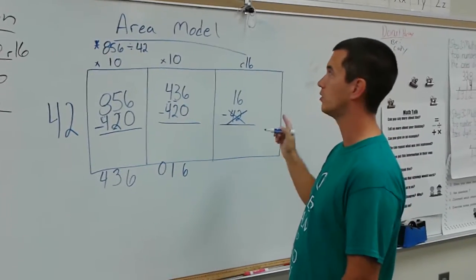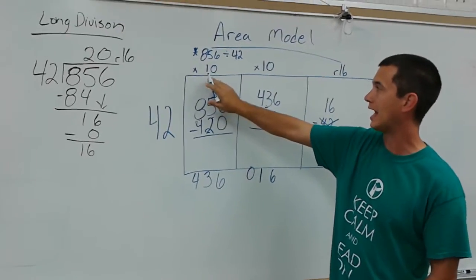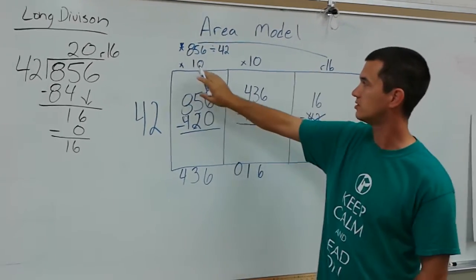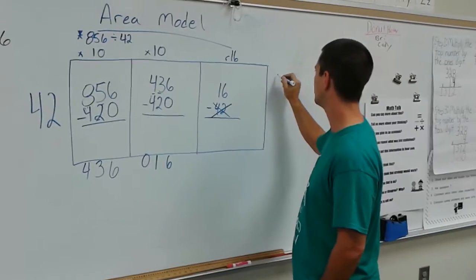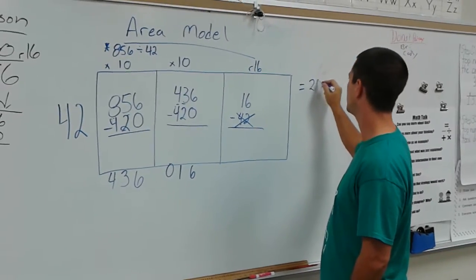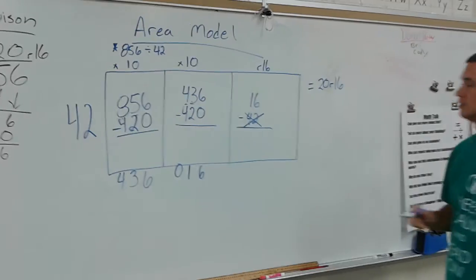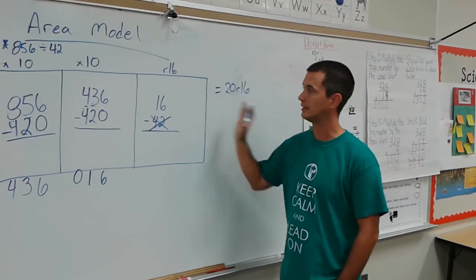And just like partial quotients, what we're going to do is add up the top. So we have 10 plus 10 and a 16, which ultimately would give us a quotient of 20, remainder 16. And that is the area model.